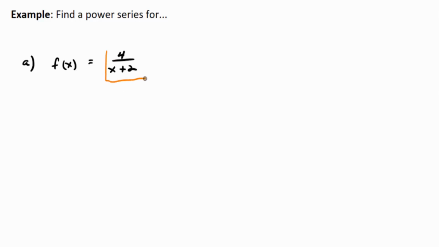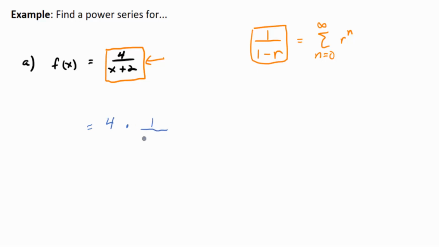How can we make this look like 1 over 1 minus r? Because as soon as we do that, we can write it as the sum n equals 0 to infinity of r to the n. So algebraically, we want to manipulate this to look like this. Well, first of all, to get a 1 on top, what can I do with that 4? Yeah, just make it a factor out front. Well, that's not quite what I want.